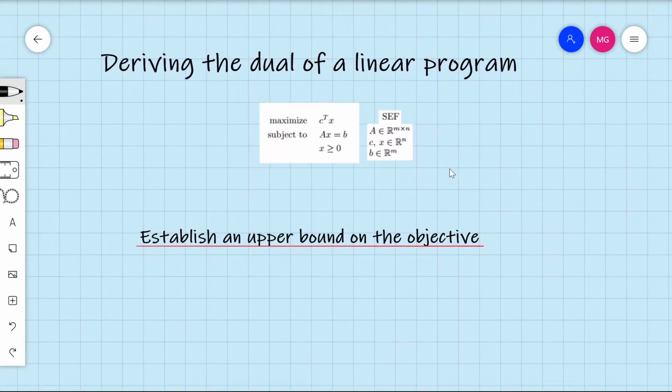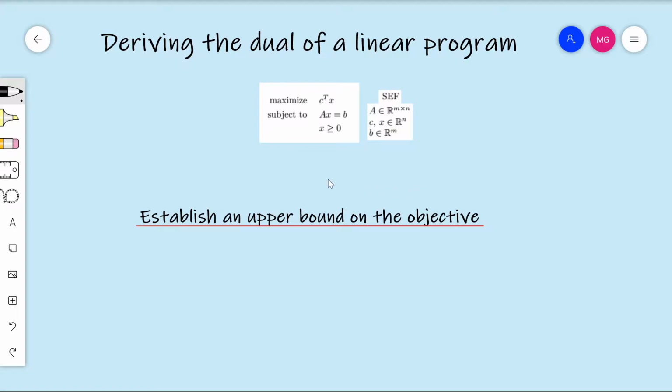So what is the dual doing for us? The point of all this is that we're going to be trying to establish an upper bound on the objective function, c transpose x. We're trying to make this as large as possible. So if we can find a value which is guaranteed that c transpose x will not surpass, regardless of what x is, then that would be an upper bound, and that's what we're trying to find with the dual. Let me show you how that is actually done.